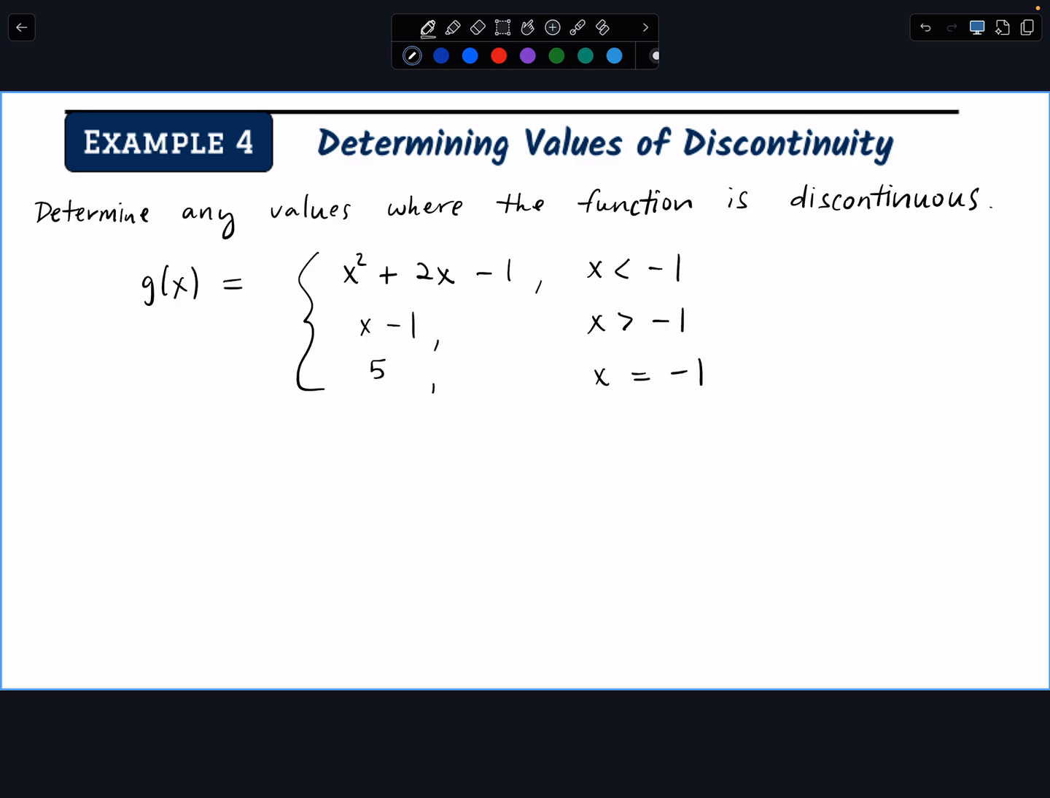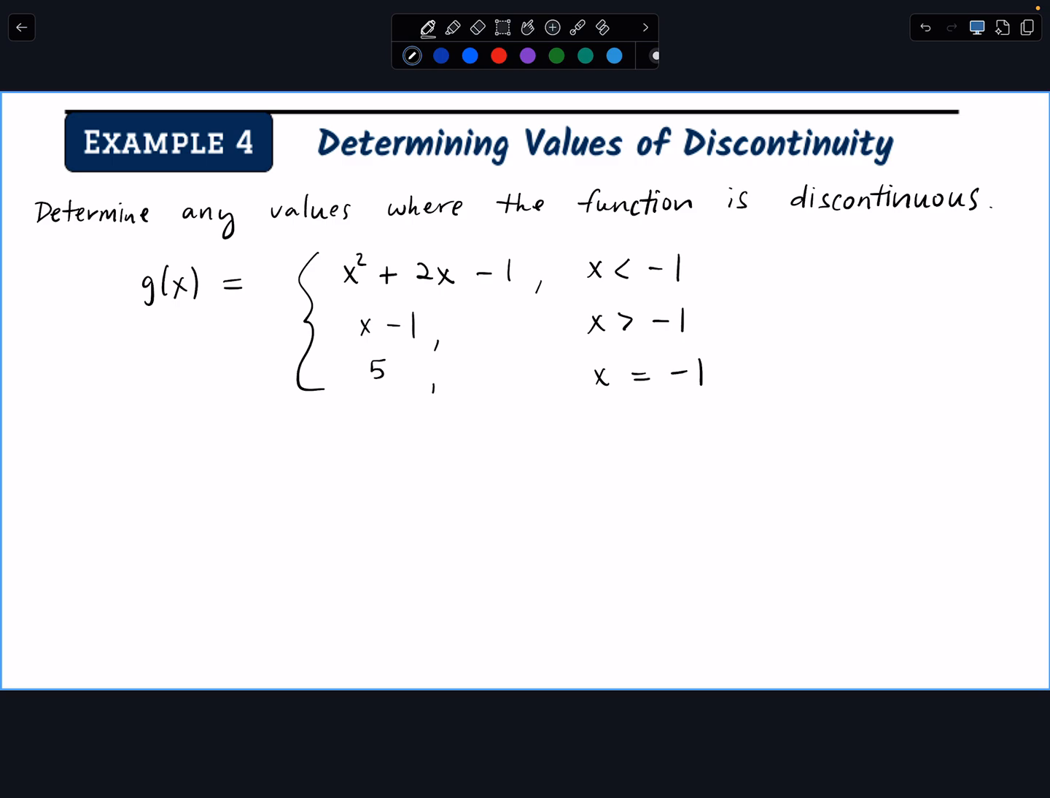Okay, this is a really important example because it shows you how things can get weird. What I want you to do is read the directions. It says determine any values where the function is discontinuous. That also could mean that it's continuous everywhere. You good? Okay. So the easiest way to do this is to check what I like to call the breaking points, where the function changes. So we're going to use this function when x is less than -1, and this function when x is greater than -1, and if x does equal -1, it's just 5.